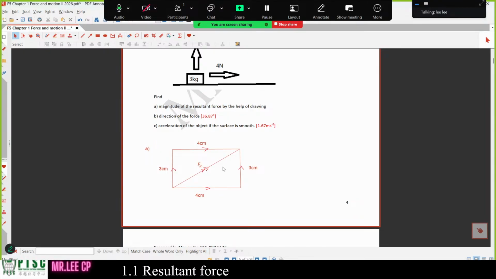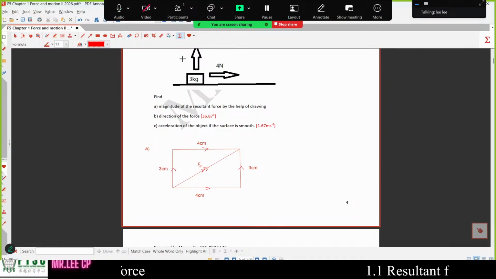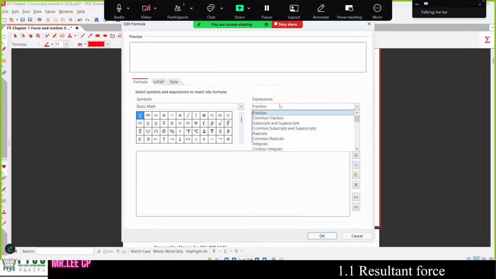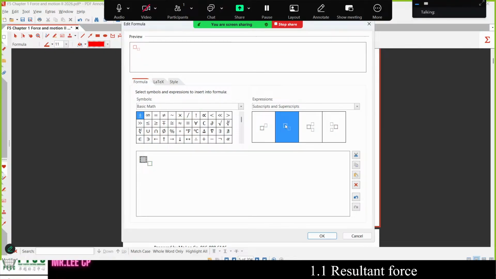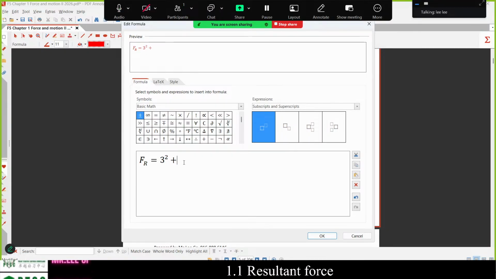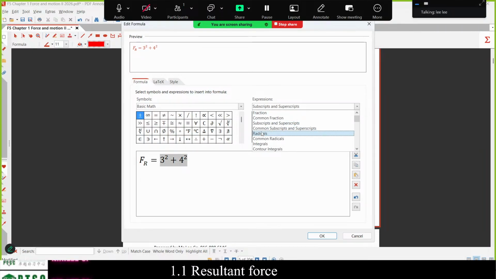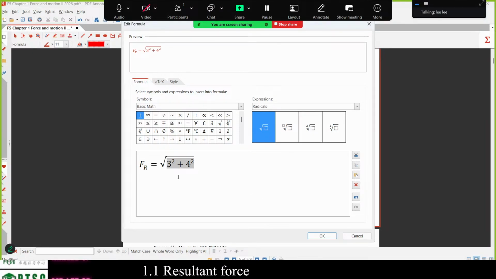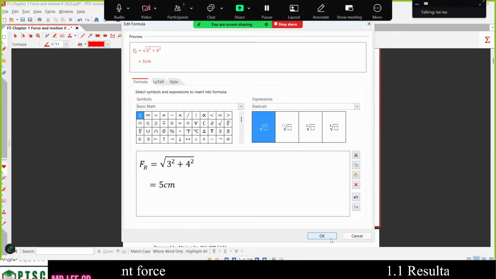The magnitude of the resultant force, we need to calculate it. This one is a triangle. You can see this is a triangle, so we use Pythagoras theorem to calculate it. So FR is equal to the square root of 3 squared plus 4 squared. Square root of 3 squared plus 4 squared, you're going to get 5 cm, right? Not Newton yet.